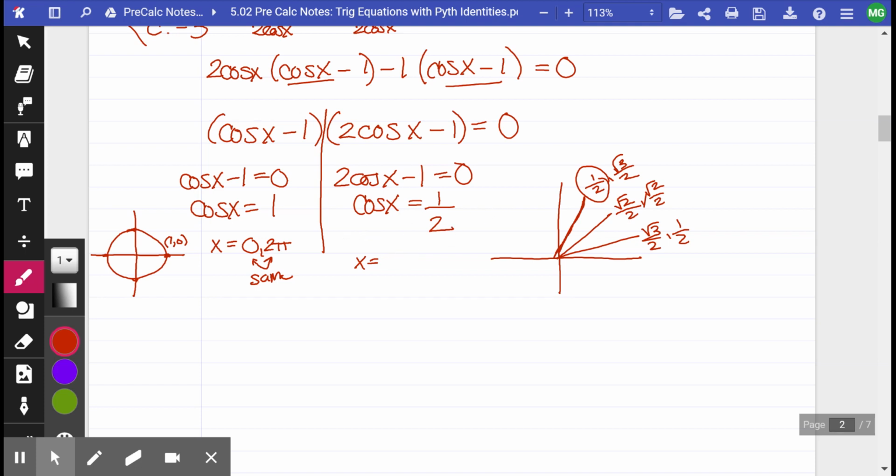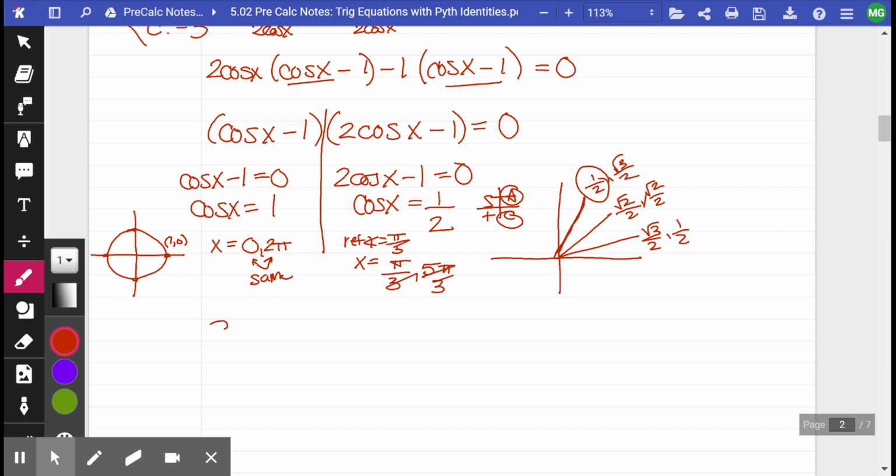And I want cosine to be positive. So that's going to be in my first and fourth quadrants. So x can be pi over 3. I know 2 pi would be 6 pi over 3, so 1 less than that would be 5 pi over 3.